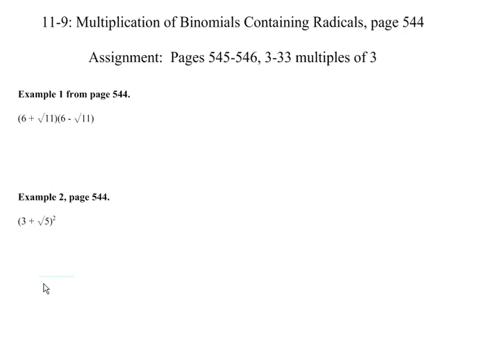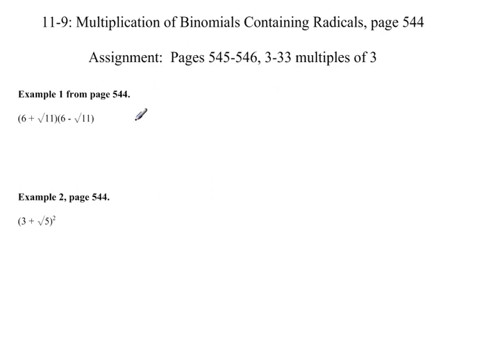In section 11.9, we're going to multiply binomials containing radicals. So we're going to be looking at things that look a lot like the factoring sections. And we're going to be working with the FOIL method a little bit too. So I'm going to start out on page 544. I'm going to run through the examples and then some of the work problems also.